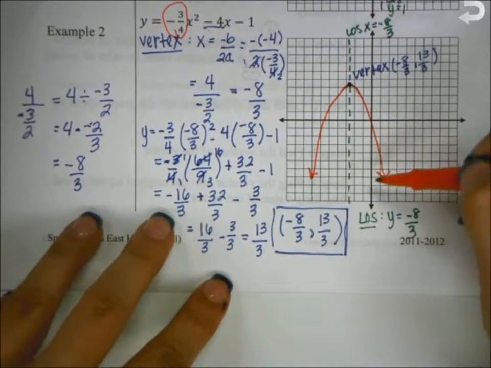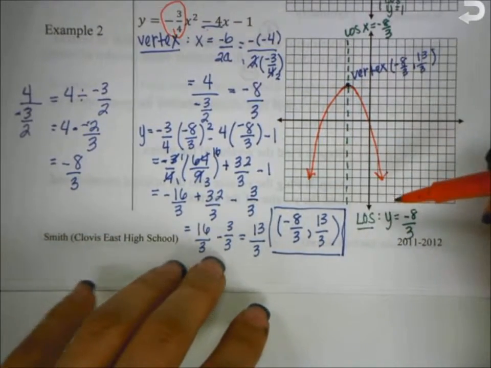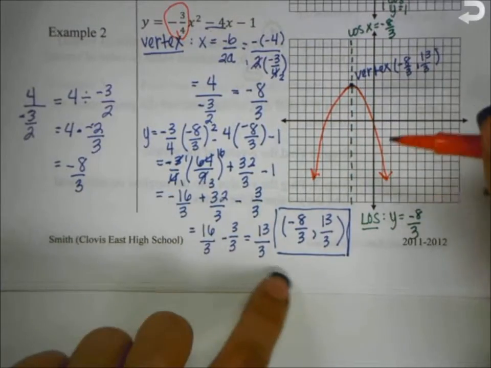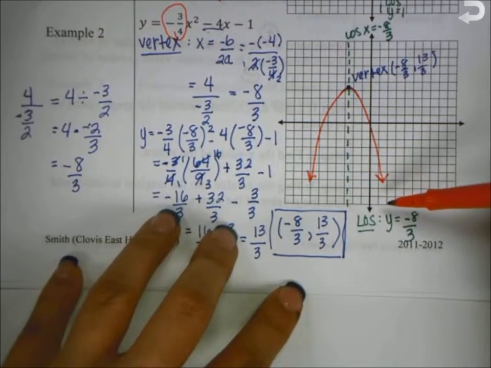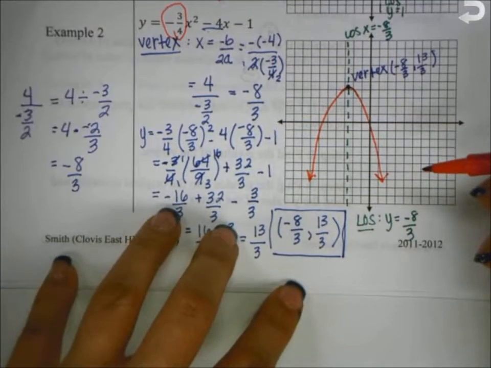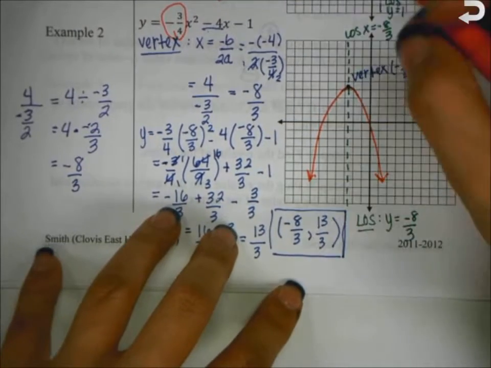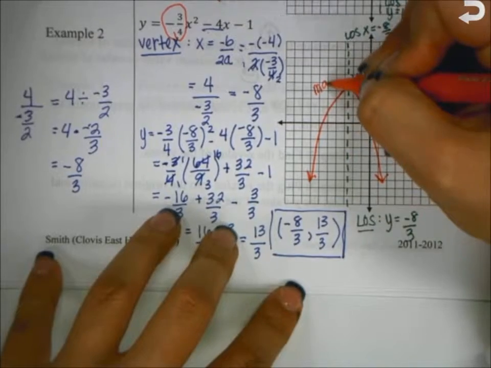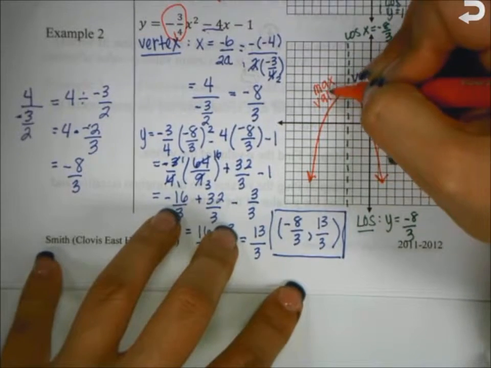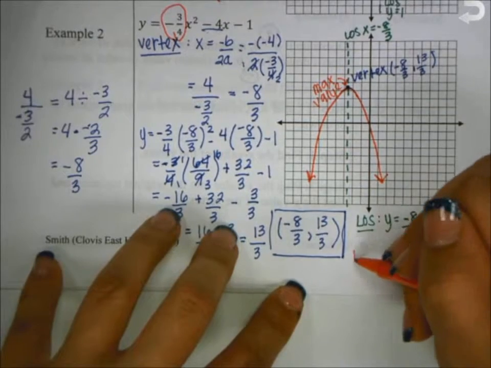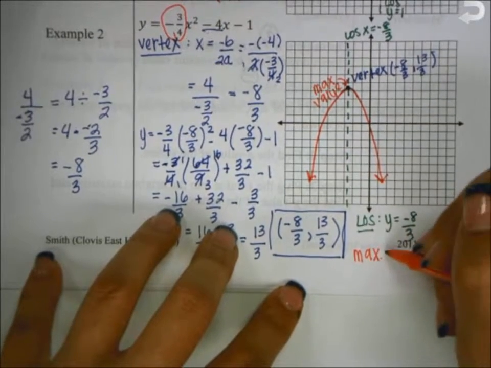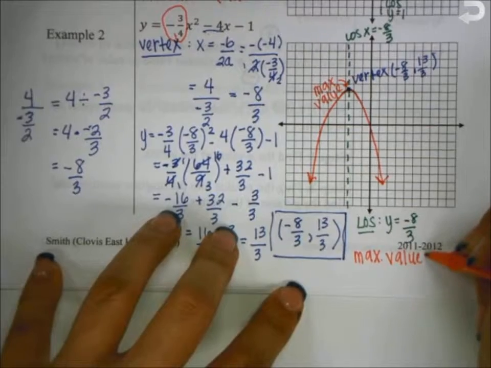And in this case, since we are going downwards, do I have a maximum value or a minimum value? A max, right? So my max value is at the vertex, which is negative 8 over 3, 13 over 3.